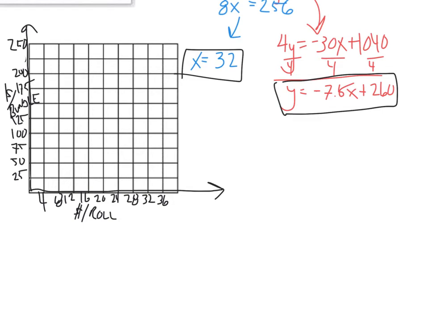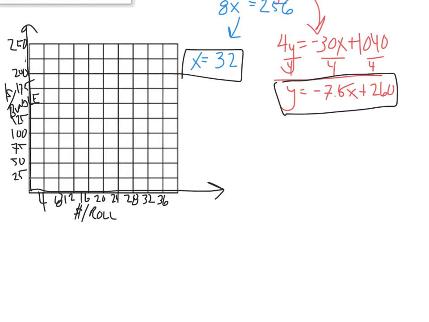$1 for the roll of roofing paper, it's going to be coming down 7.50. So here's my reasoning on this. I have a 4. If I was to come down 4 here for my x, it's going to change this by 30 each time, because 7.50, 7.50, 7.50, and 7.50. So I'm trying to think of my rise over my run.